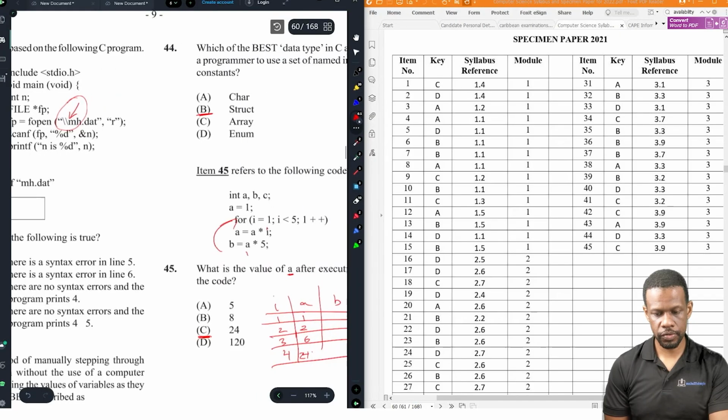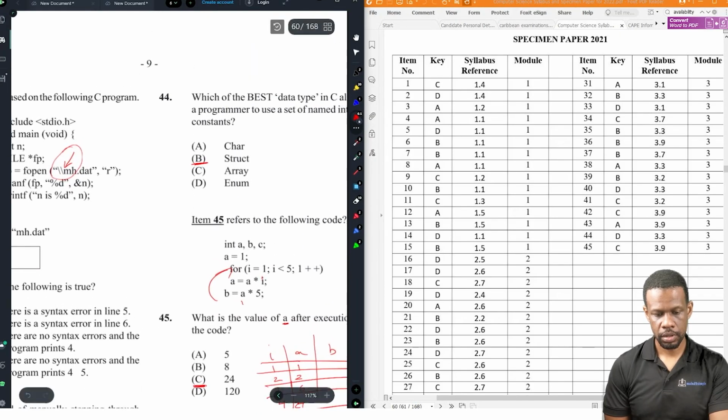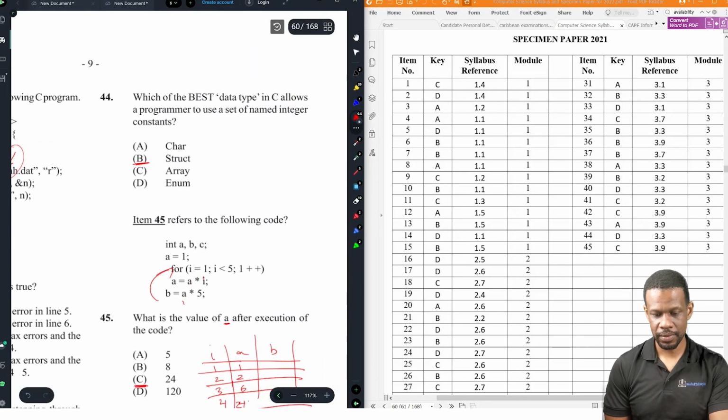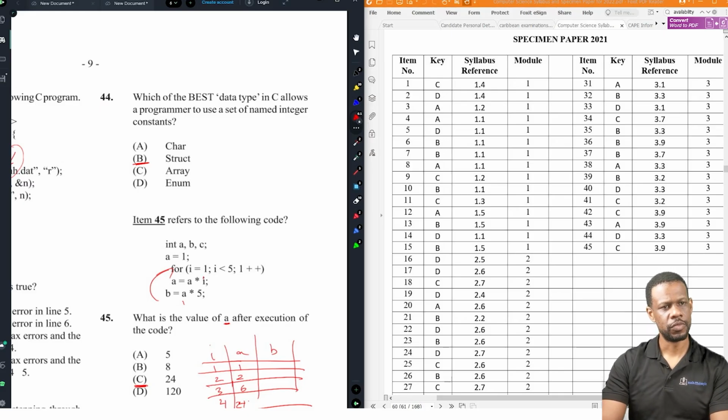43 A, 44. They have D? Which of the best data type in C... I'm not reading any question, it doesn't even make grammatical sense. Which of the best data type in C allows a programmer to use a set of named integer constants? What is enum? Why would they put enum? Enum is something from Java, I think.